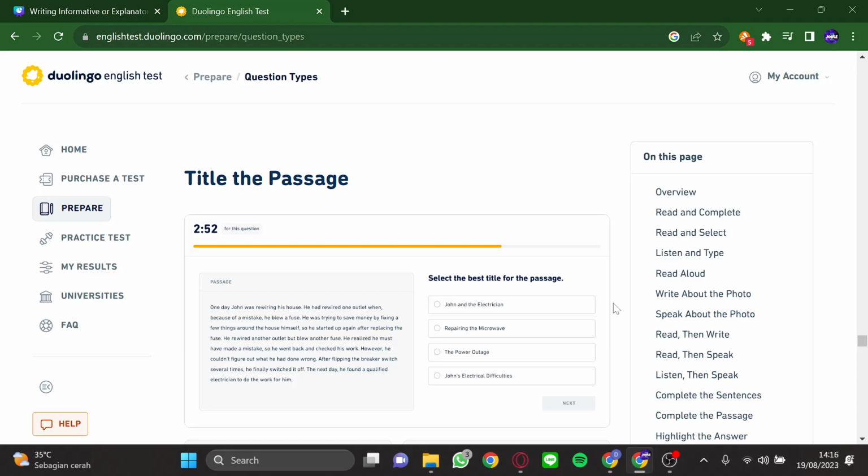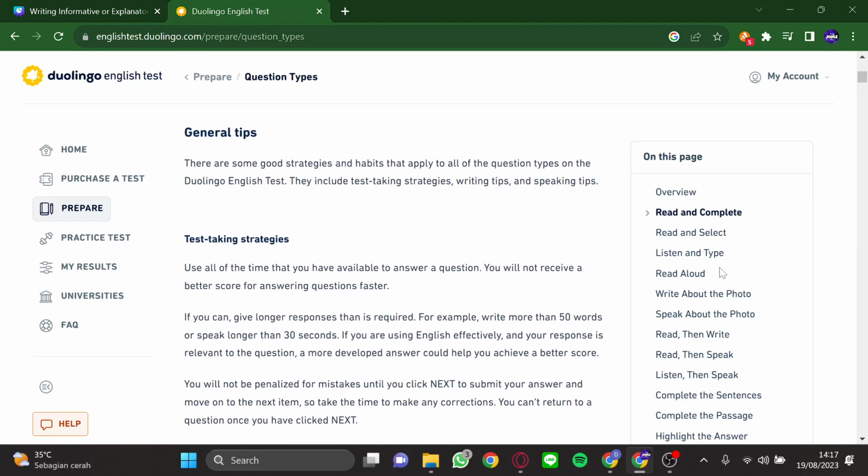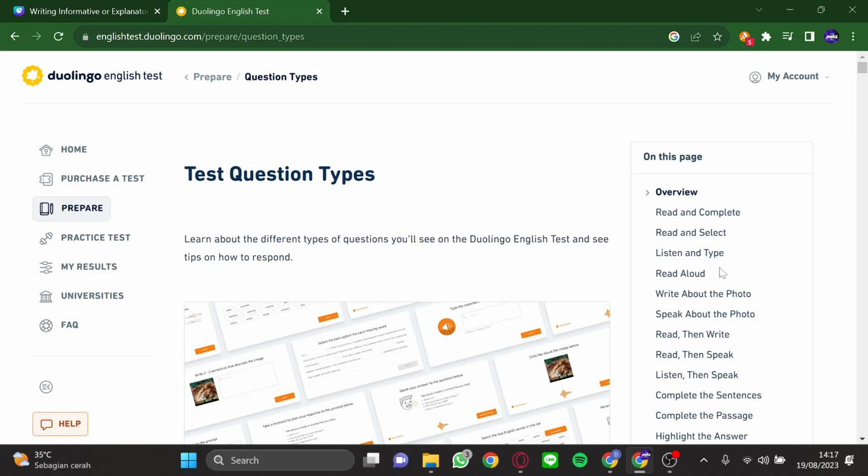Do a lot of practice, do a lot of discussions, do a lot of just speaking verbally and describing random things. That also helps. And yeah, just read a lot of tips regarding this Duolingo English test.